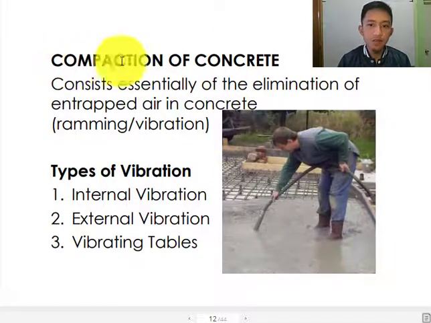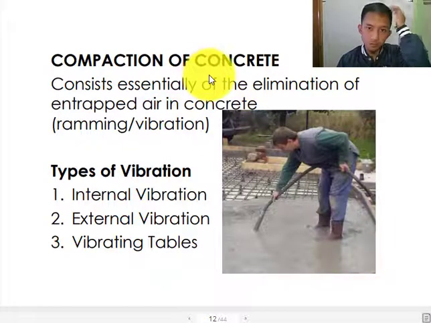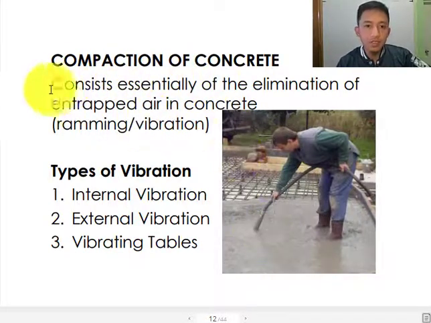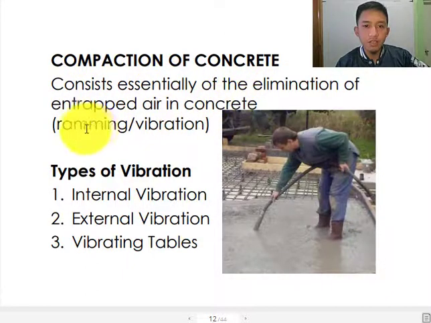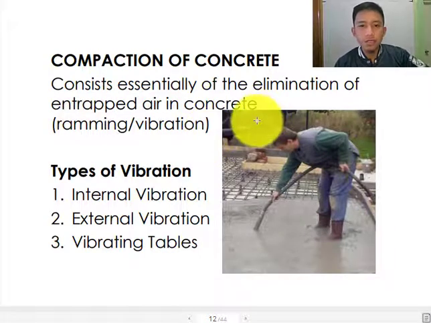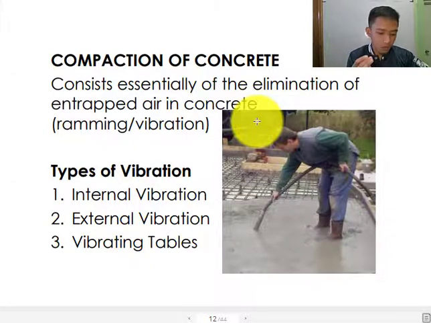Okay, so now compaction of concrete. Let's discuss how to compact concrete. Compaction of fresh concrete consists essentially of the elimination of entrapped air in the concrete, either by ramming or vibration. So what is the purpose of compaction? Again, it is to remove the entrapped air inside the concrete so that there will be no voids. We know this on actual construction as honeycomb. If you try to remove the forms and there are voids inside, here you can see there are voids on the sides of the member that you casted. So that is the purpose of compacting.